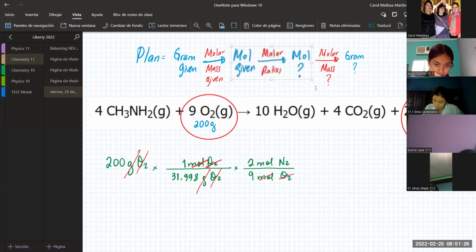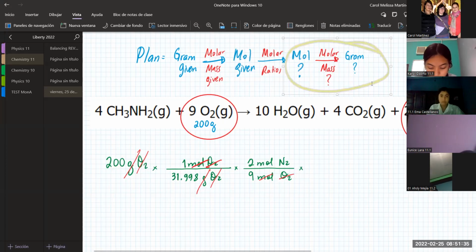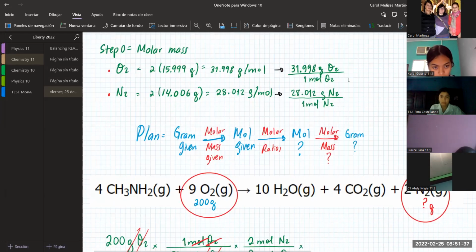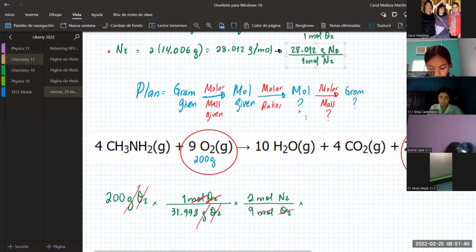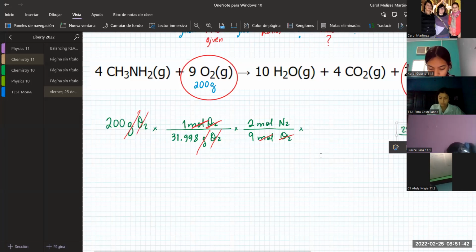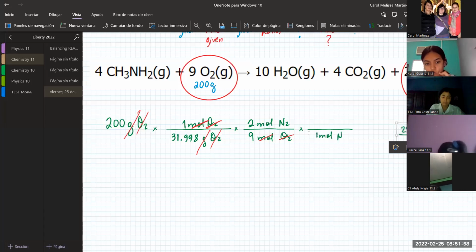In the last step, it says that I need to convert from moles unknown to grams unknown. So I need to use the molar mass of the unknown. The molar mass of the unknown is this one. How should I write the molar mass of the unknown? Like this or the reciprocal form? Like that. Exactly like that. So in here, you write 1 mole of N2 below and the 28 grams above.